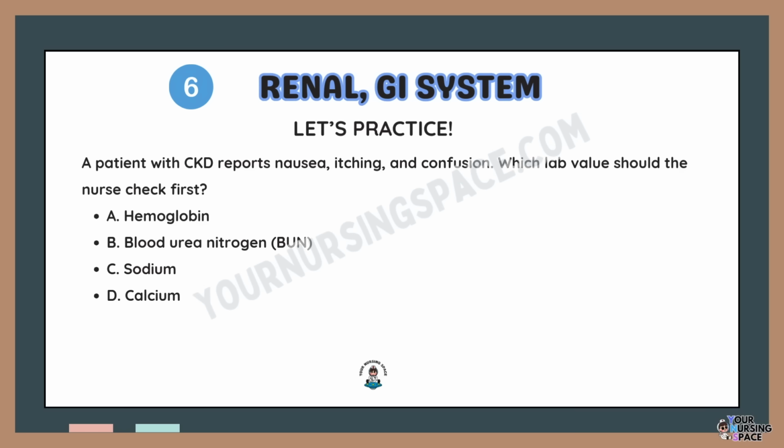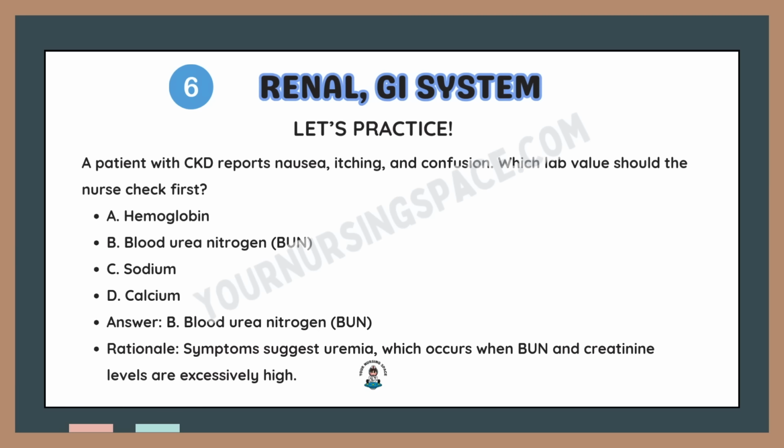Let's try some NCLEX-style questions. Question: a patient with CKD reports nausea, itching, and confusion. Which lab value should the nurse check first? A. Hemoglobin. B. BUN. C. Sodium. D. Calcium. The answer is B. Blood urea nitrogen, BUN. Symptoms of this patient suggest uremia, which occurs when BUN and creatinine levels are excessively high.